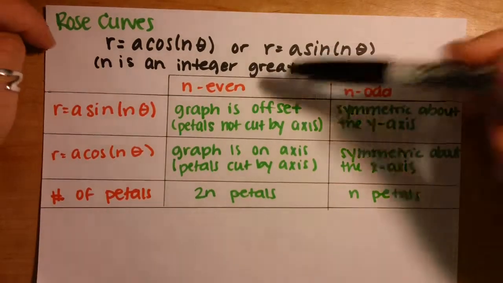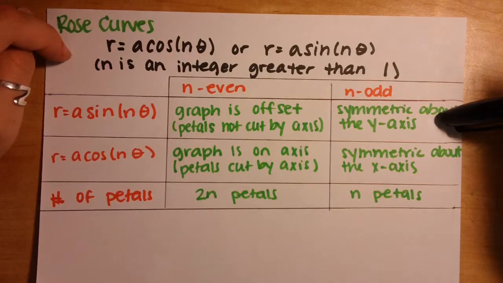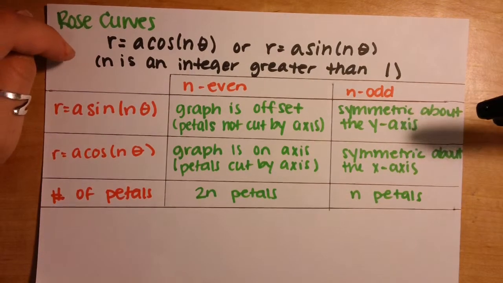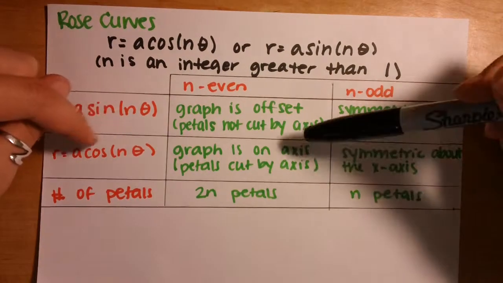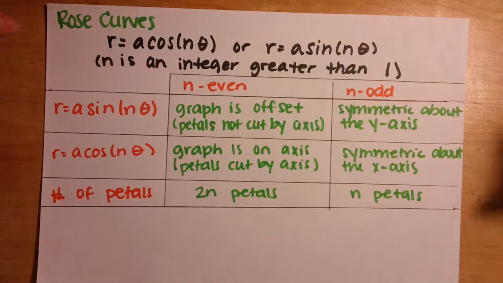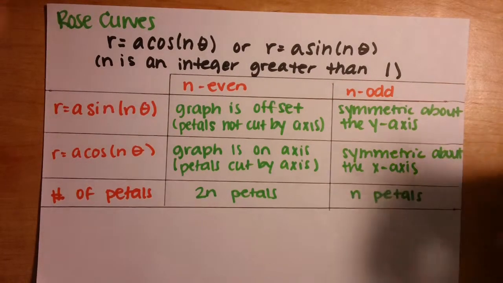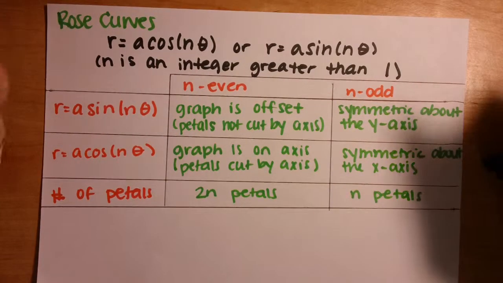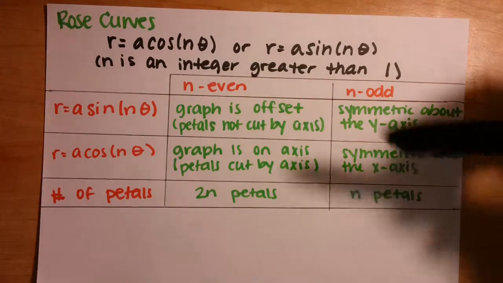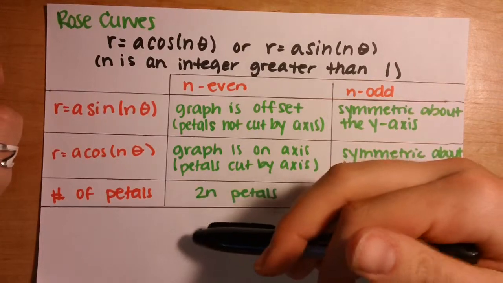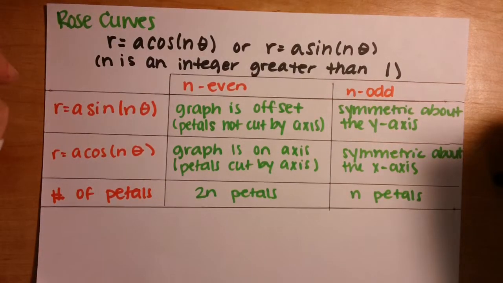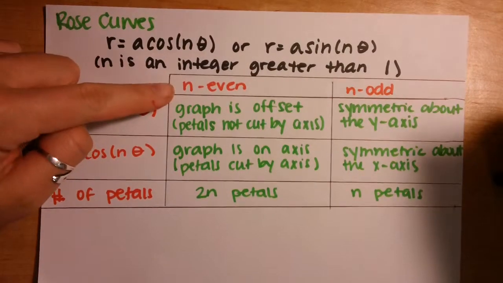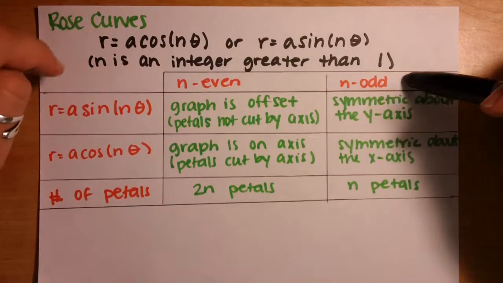That means, if it is odd, it is symmetric about the y-axis. Now if you have r equals a cosine n theta, the graph is on the axis, so the axis actually goes straight through the petals, and it is symmetric about the x-axis. If you're looking at the number of petals, you have 2n petals if n is even, and just n petals if n is odd.